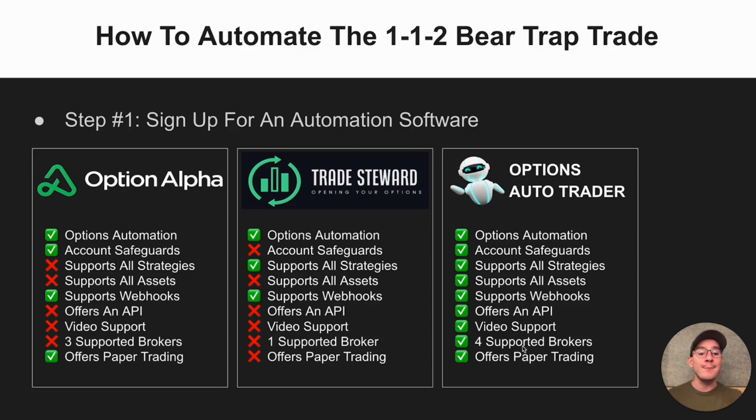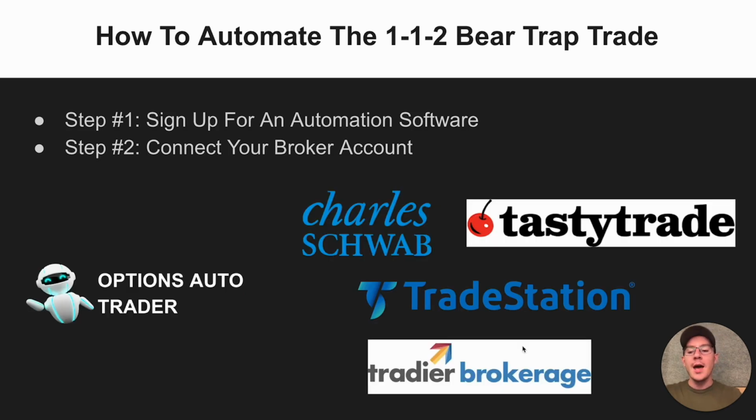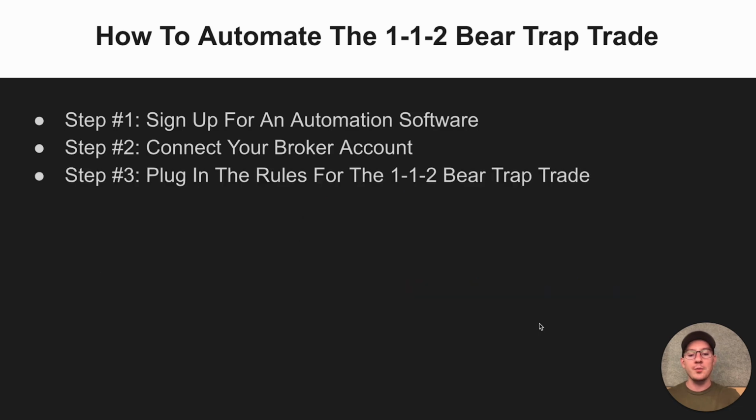My recommendation, if you want to trade the 1-1-2 correctly, is to use the Options Auto Trader. Next, after you have the software, you then need to connect your broker. And so the Options Auto Trader supports the most broker connections. It supports Schwab, Tasty, TradeStation, Tradier. These brokers literally love us, and we love them too. And so you can connect one of those platforms.